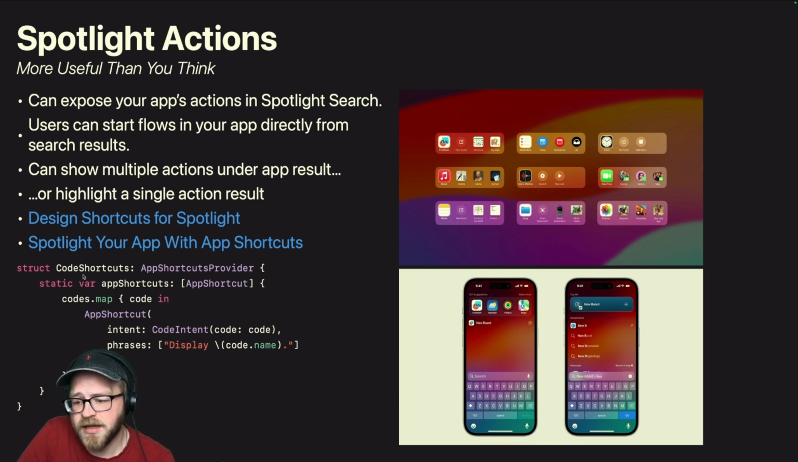For that, you need to provide what are called app shortcuts. This is a terrible name since it has nothing to do with the Shortcuts app. Apple loves weird names. It's fine. You create an app shortcuts provider. You return an array of app shortcuts that literally just wraps an intent with a phrase that would show up in your search results. So what might a user search for that is going to show up in there?